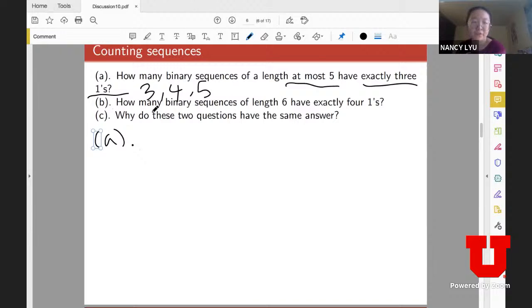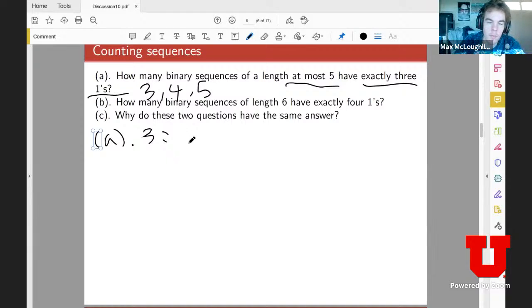So for length of 3, just think about the table. Which one are we going to use to find out how many ways of binary sequence you can form? Is it permutation? Is it set or ordered list or bag problem? Would it be an ordered list?